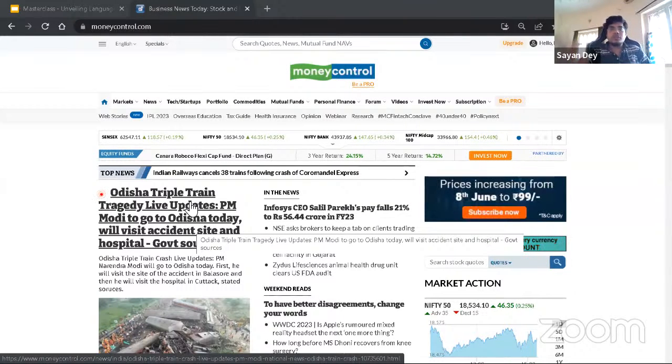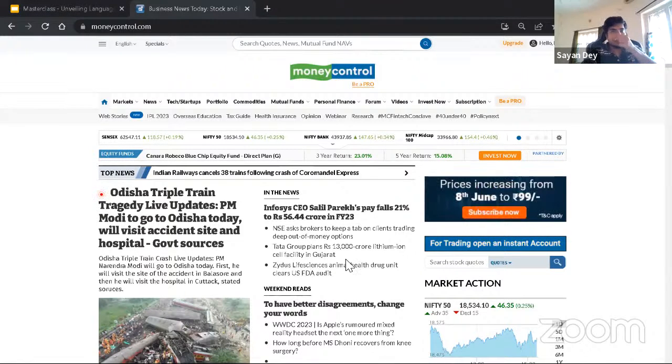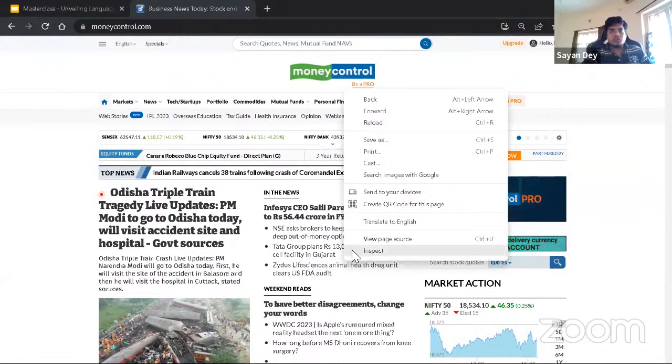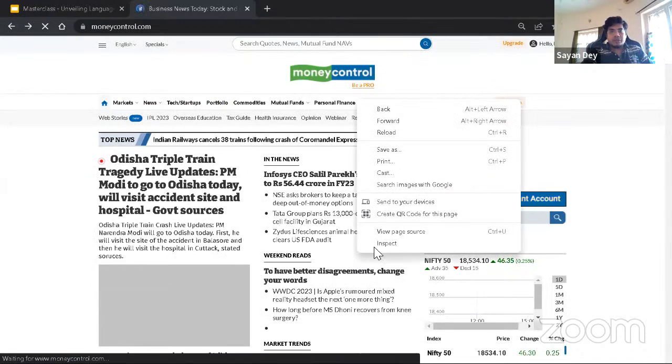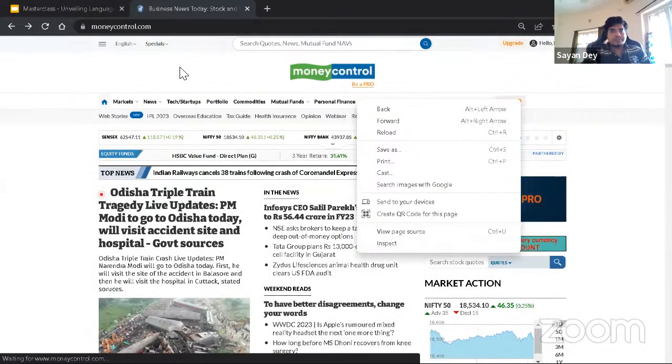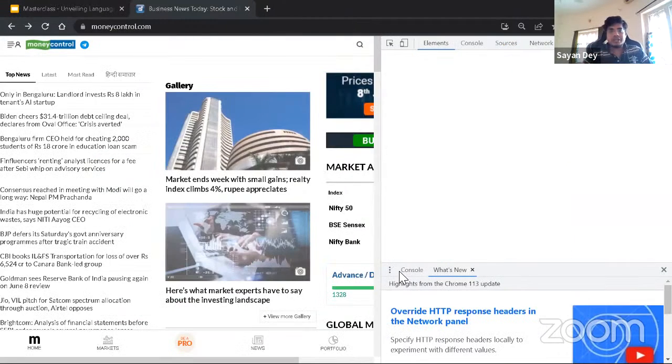When I click on this link, it goes to a different page. We see a set of things happening. When I right click and click on the inspect button, this is the set of code that I actually get to see.